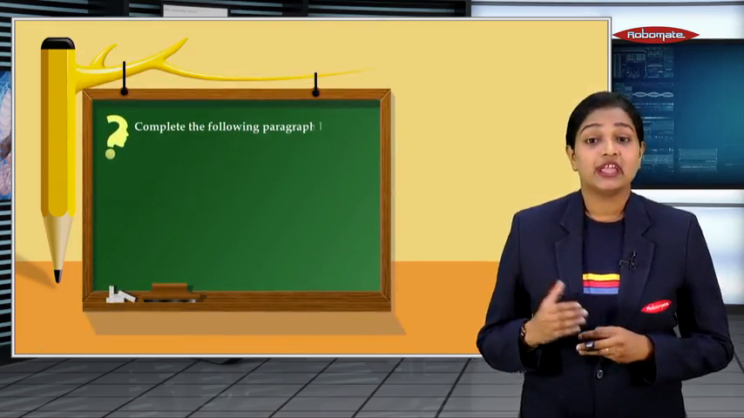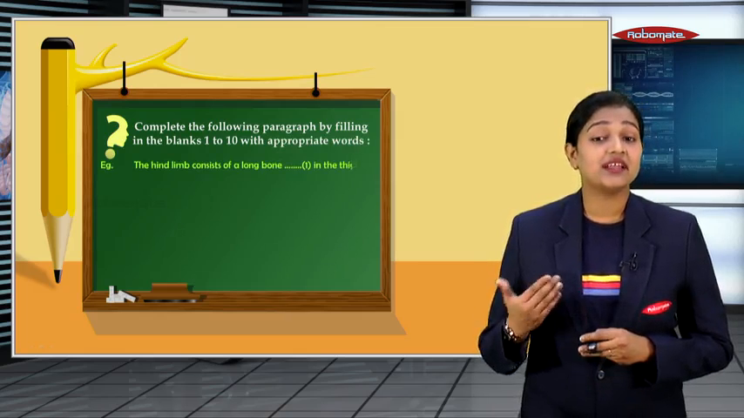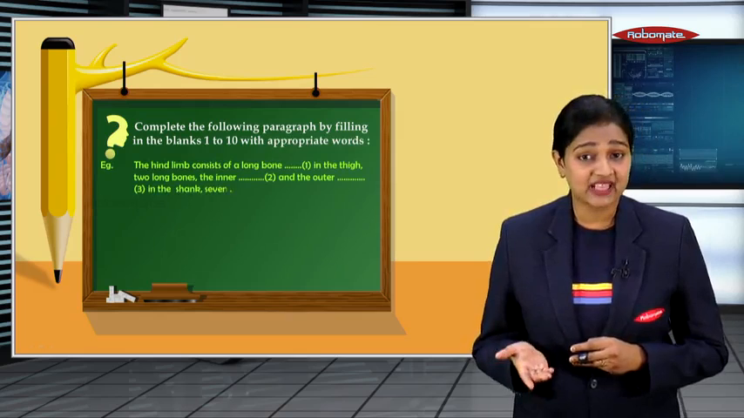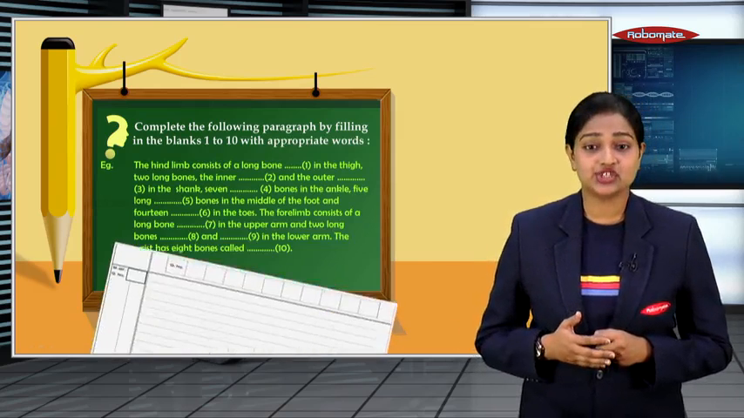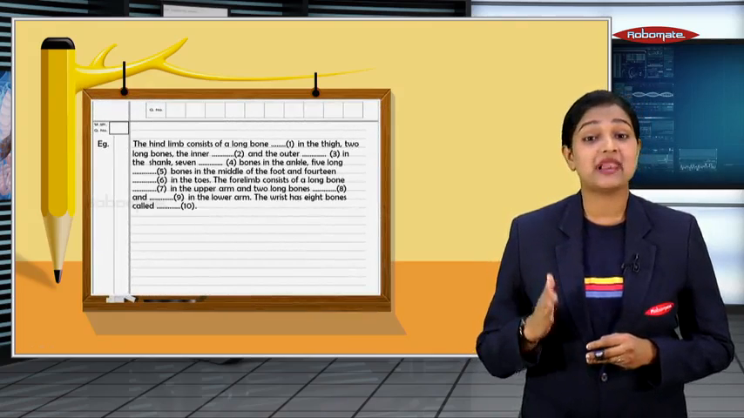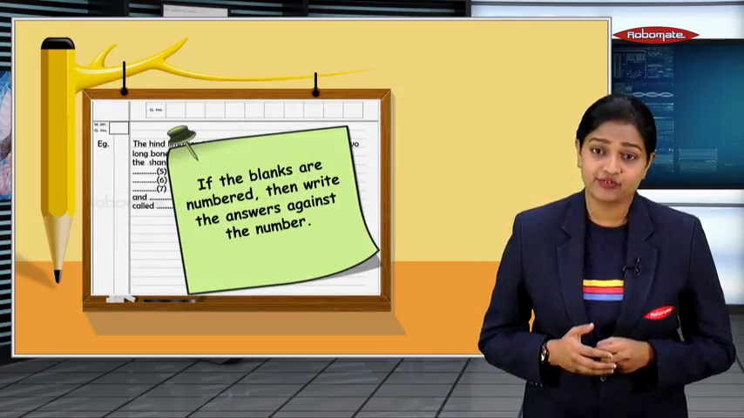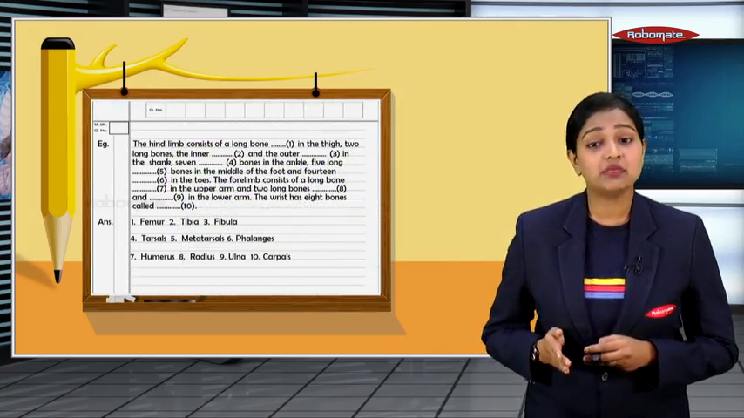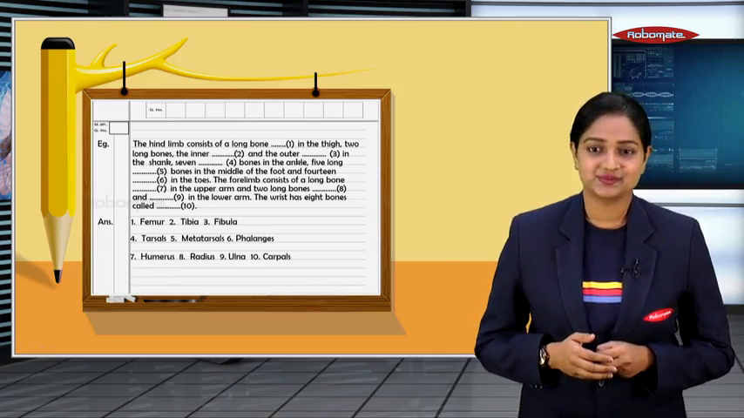Now, if the same question appears, but now over here, rather than just giving the blanks, they have numbered the blanks. So in such a condition, how you should write the answer? Over here, when the blanks are numbered, no need to write the entire paragraph. Just write down the numbers alongside which you should write the answers.